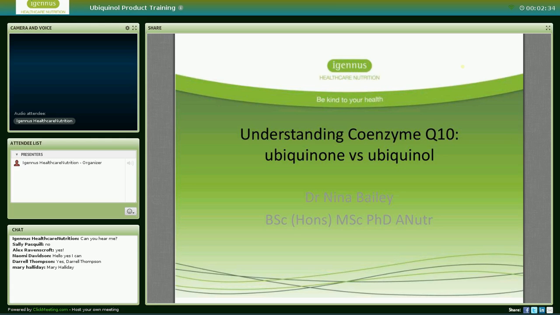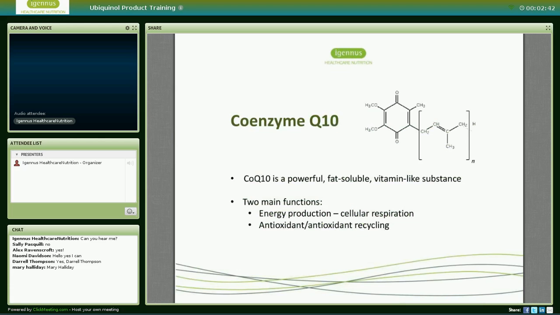For example, who may need it and why they may need it. So if we just start off going over a little bit about coenzyme Q10. It's a fat-soluble vitamin-like substance, and the Q relates to the quinone chemical group, with the 10 referring to the number of isoprenyl chemical subunits along the tail.